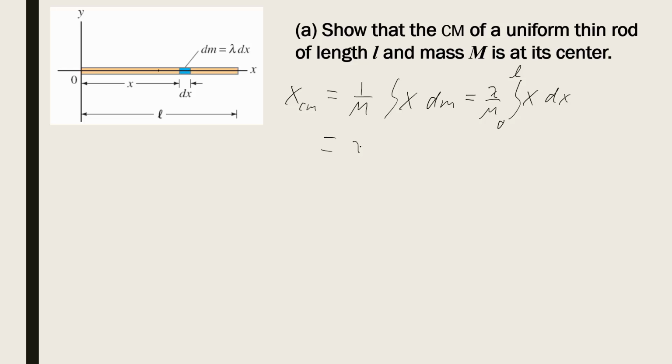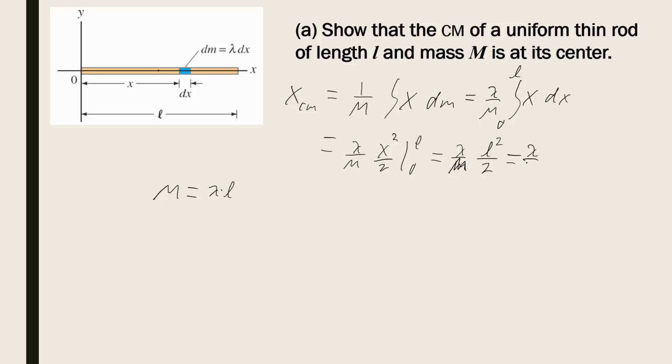So this works out to be lambda over M times x squared over 2, evaluated from 0 to L. So lambda over M times L squared all over 2. Well, that didn't really give us what we were expecting. We were expecting to get L over 2, right? Well, we can look at the total mass of this rod. The total mass is going to be the mass per unit length, lambda, times the total length of the rod, which is L.